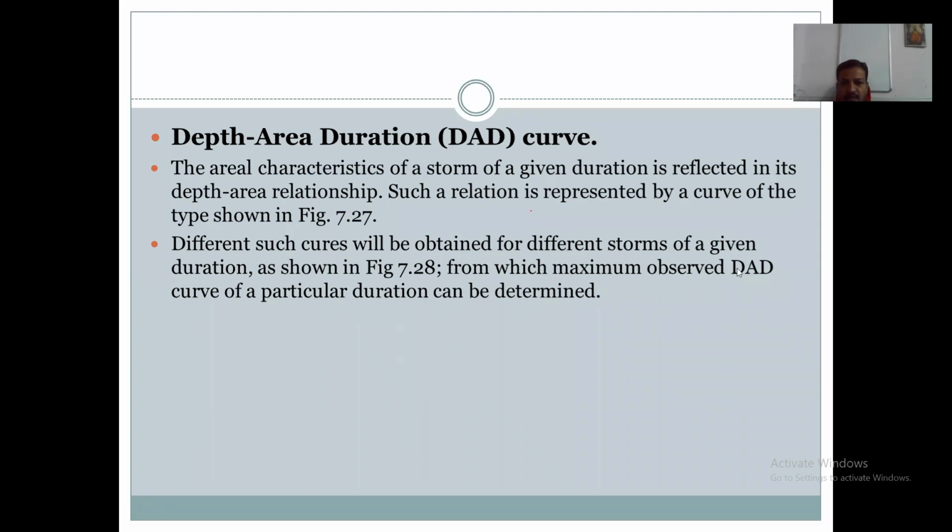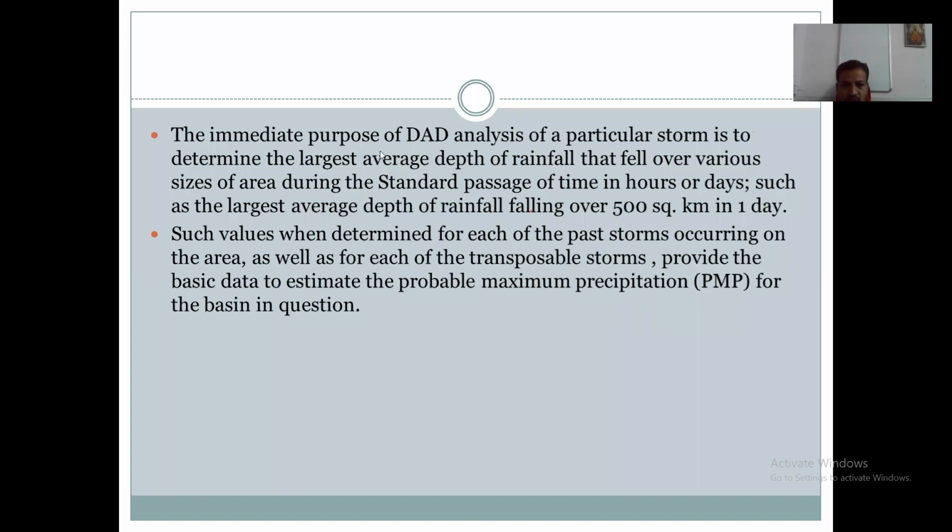Different types of curves are obtained for different types of storms for a given duration. So the purpose of this DAD curve, the DAD analysis of a particular storm, is to determine the largest average depth of rainfall. Maximum rainfall, how much is it? The average depth of rainfall for various sizes of areas.